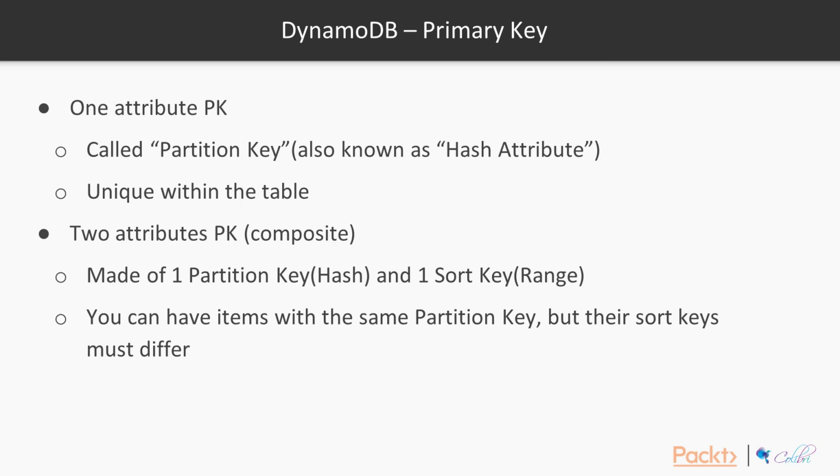Now you can actually have a composite primary key, which is two attributes. That's one option you have. And typically this is made of a partition key, which is the hash key, and a sort key or range key. And this can be very powerful when using these keys to query and order your data. So you can have items with the same partition key, but their sort or range key must be different. So if you use a composite key, those two things must uniquely reference an individual entry in the table.